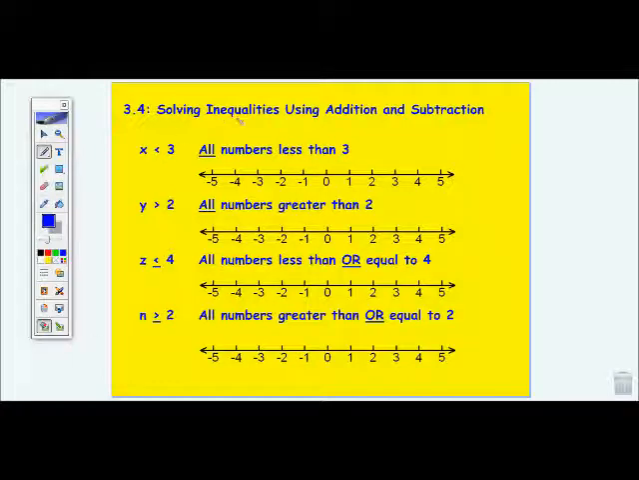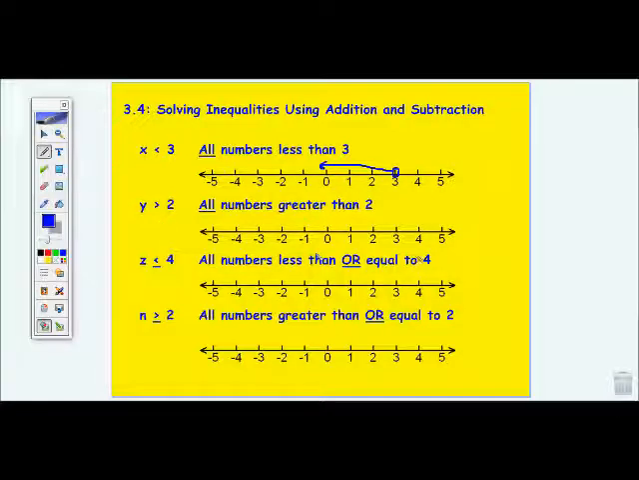First of all, just an introduction or review of what inequalities are. Inequalities mean that we don't have an exact answer. We have all the answers that are compared to it. So if you look at this first sentence, x is less than 3, I would find 3 on the number line. And I'm going to mark 3 with an open circle because it can't be 3. And I'm going to then shade to the left, just by making an arrow pointed to the left.